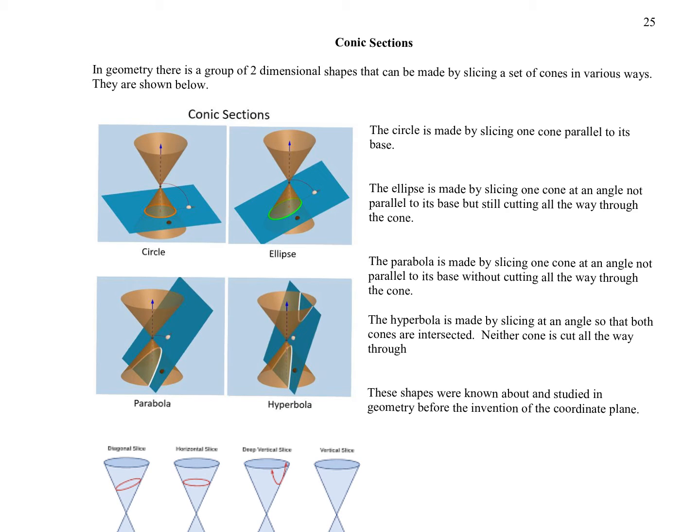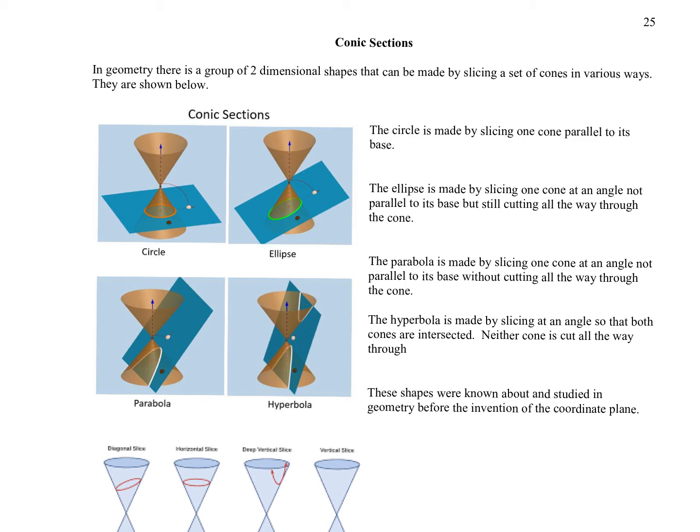So we're going to head back to just straight geometry. Forget about algebra, and we're going to go back to that time before the two subjects were kind of connected. So in geometry, there's a group of two-dimensional shapes that can be made by slicing a set of cones in various ways. So these two cones, imagine like two ice cream cones stacked on top of each other so that the points are touching. So the bottom one's upside down and the top one would be right side up.